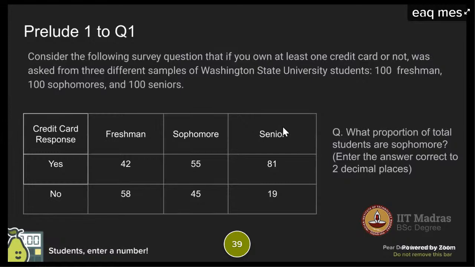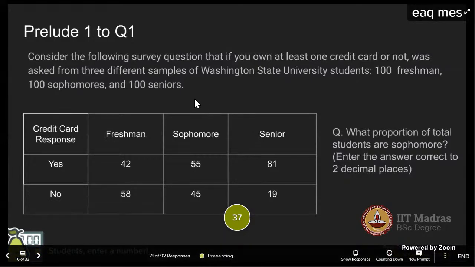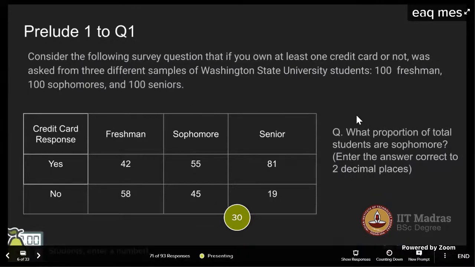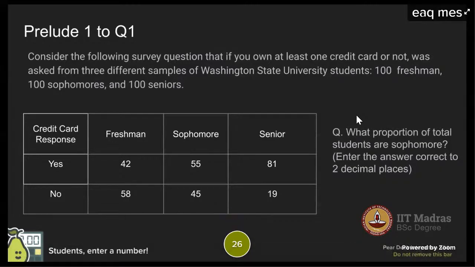Sir, when to write proportion and when percentage? It depends on the question. Here the question said proportion, so you have to write proportion. Proportion will be a fraction, and when I write percentage, it will be numbers. Yeah, proportion will also be a number. You have to enter a number, but it will range between 0 to 1 only. Okay, understood. Fraction. Okay, thank you.